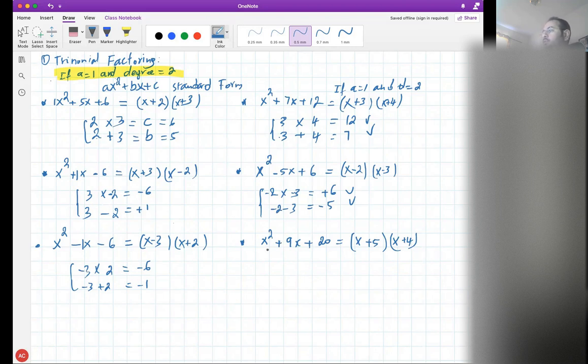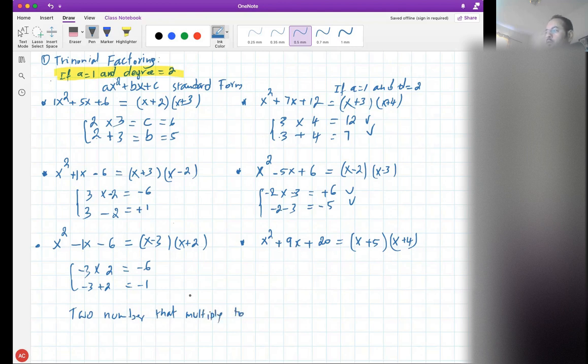And that's it. This is basically how you factor using a trinomial. You find two numbers that multiply to C and add up to B. So I'm going to write that down: two numbers that multiply to C. C is the number that's by itself.